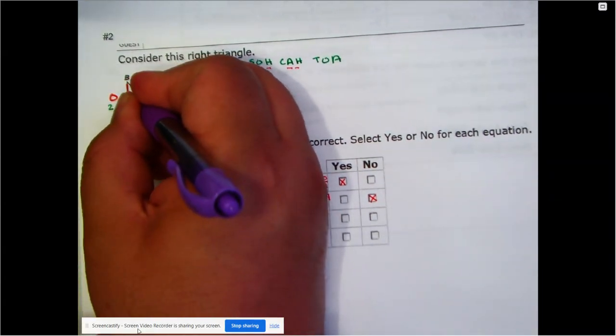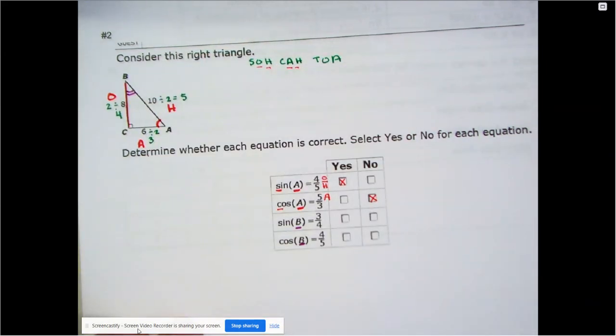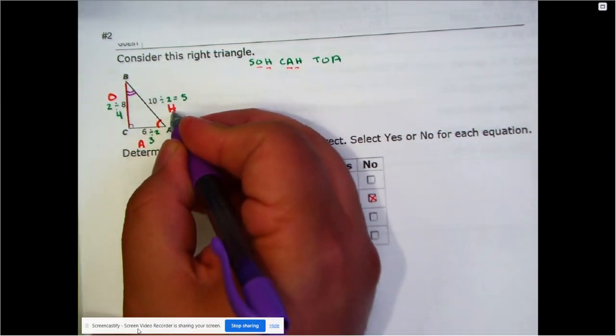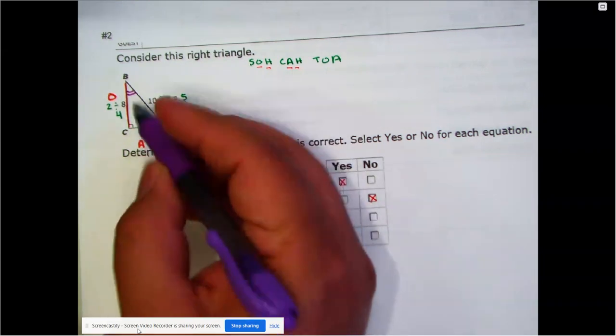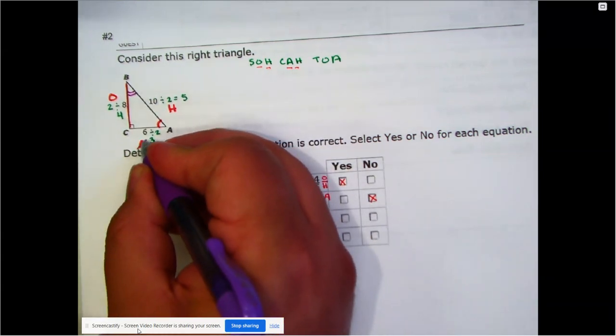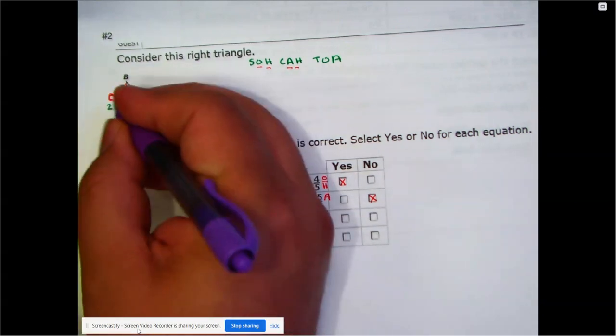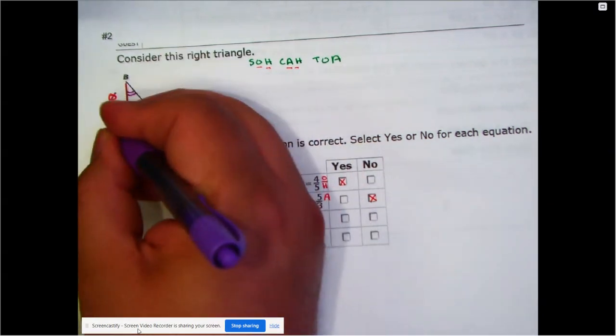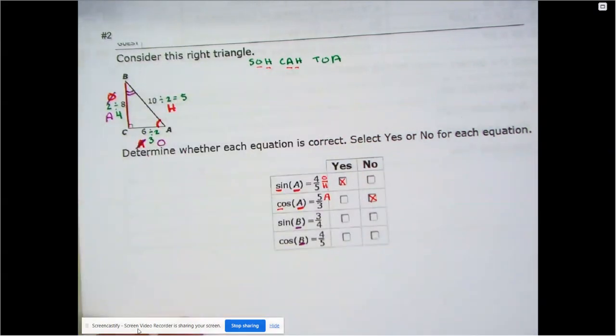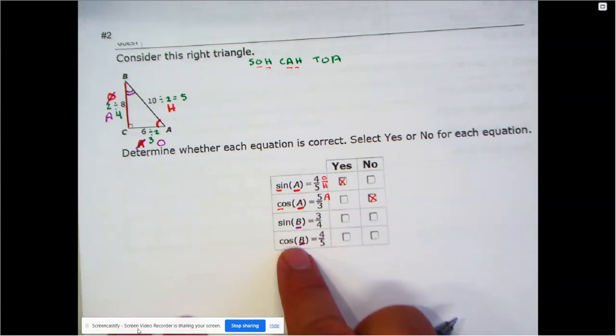I'm using this angle up here on the top, which means, yes, this is still the hypotenuse. But remember, as soon as you switch the angle, this is no longer the adjacent. It's now the opposite. This is no longer the opposite. It's now the adjacent. So now we're just going to make sure that they set this thing up properly.